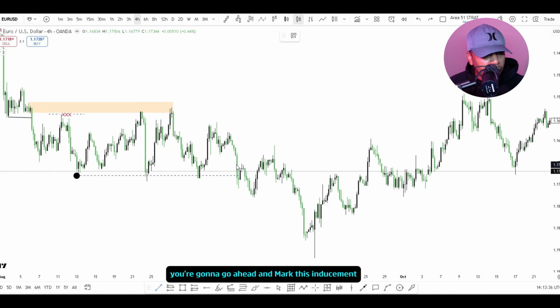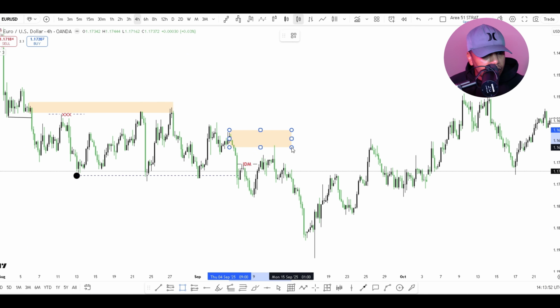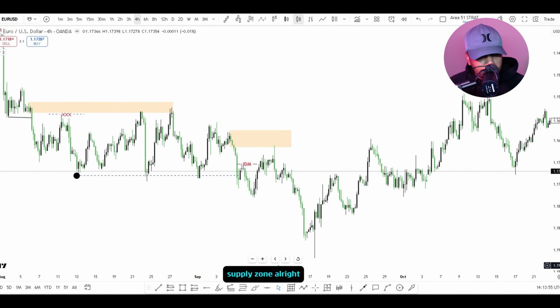You're going to go ahead and mark this inducement over here. We have the major breakout structure over here. We're not going to mark this as a lower low until we have an inducement taken out. Now, we're going to go ahead and mark our extreme supply zone. All right, inducement is taken out.